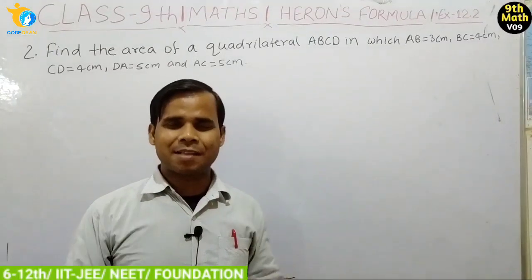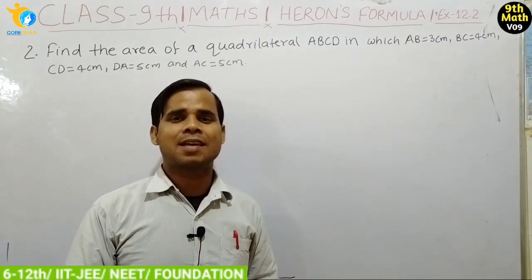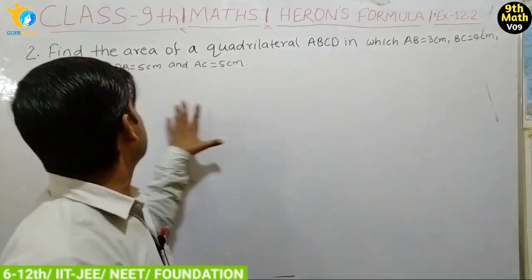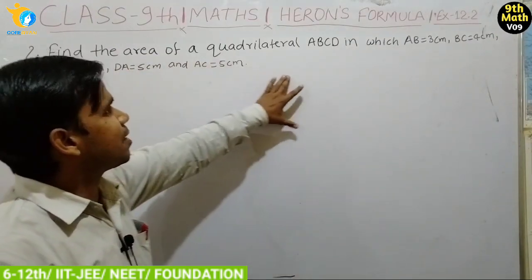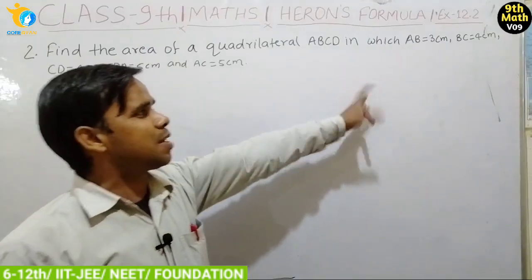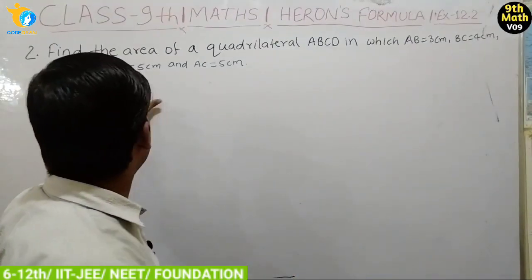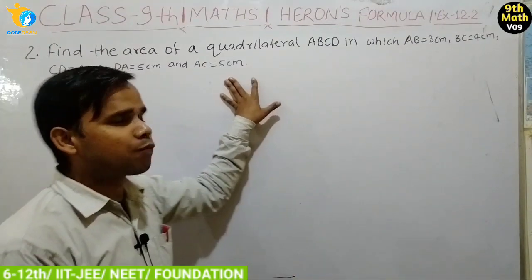Heron's formula, class 9th mathematics, NCERT exercise 12.2, second question. Find the area of a quadrilateral ABCD in which AB is equal to 3 cm, BC is equal to 4 cm, CD is equal to 4 cm, DA is equal to 5 cm and AC is equal to 5 cm.